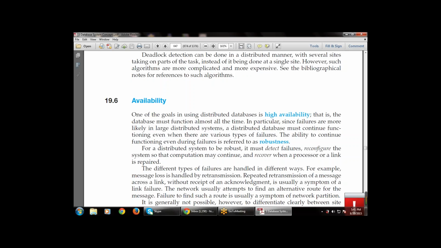In particular, some failures are more likely in a large distributed database system. A distributed database must continue functioning even when there are various types of failures. The ability to continue functioning even during failures is known as robustness. For a distributed system to be robust, it must detect failures and reconfigure the system so that computation may continue, and recover when a processor or a link is repaired.